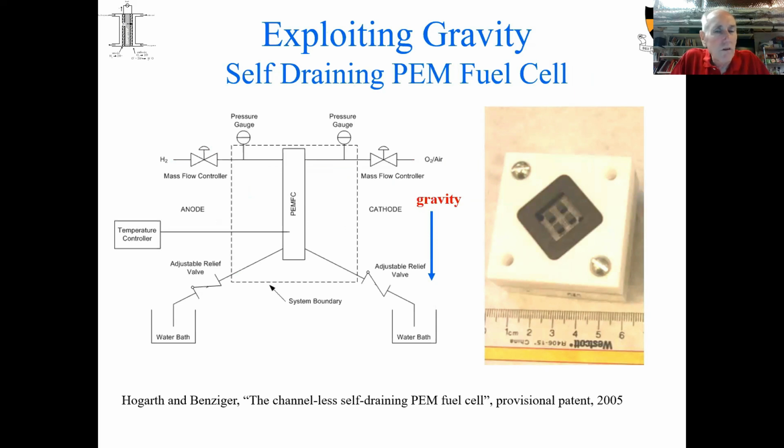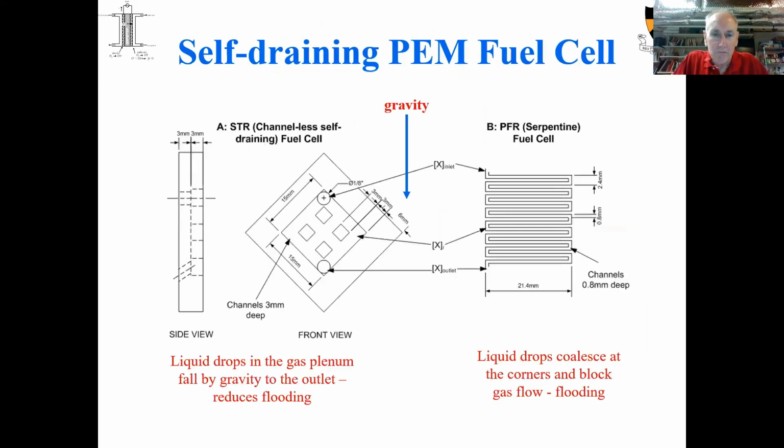So we took our differential fuel cell, and we put it in a position such that we had the plenums facing in the direction of gravity. And so we could then feed material in, the water would be formed, and the water would fall by gravity down to the bottom and be removed. So we call this our self-draining fuel cell.